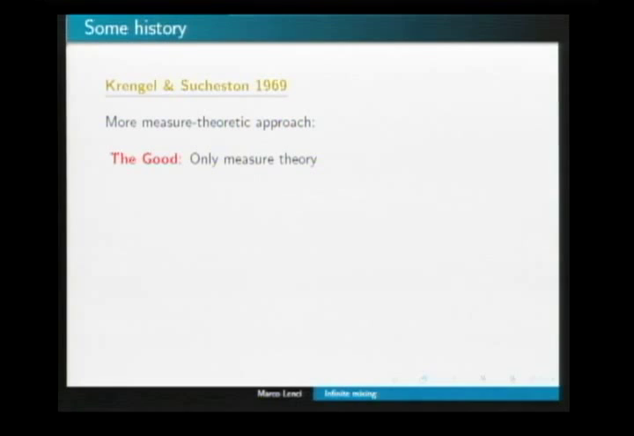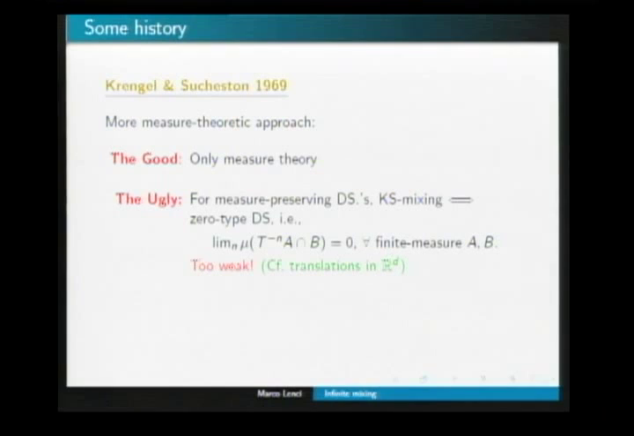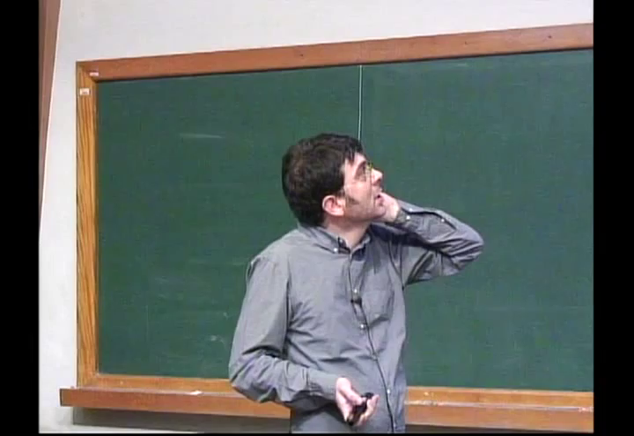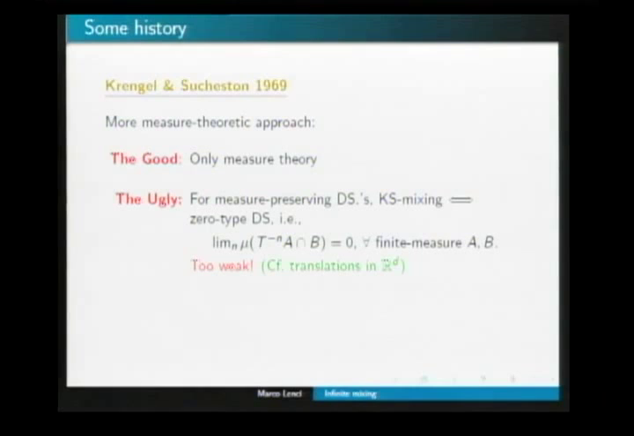Now, I don't know if you got the movie reference, The Good, the Bad, and the Ugly. There's not going to be any bad here. Everything goes directly to ugly. Because beyond that, and these are results that are in the same paper, so the two authors were completely aware of that, the definition was given not just for measure-preserving dynamical systems, but for non-singular dynamical systems. If you specialize to measure-preserving maps, then their definition of mixing, the first definition, is the same as zero type in the language of Hajian and Kakutani. And that somehow captures what we were saying before, but without even a scaling rate or anything like this. So this is really a very, very weak definition. For instance, translations in R^d would be mixing with this definition.